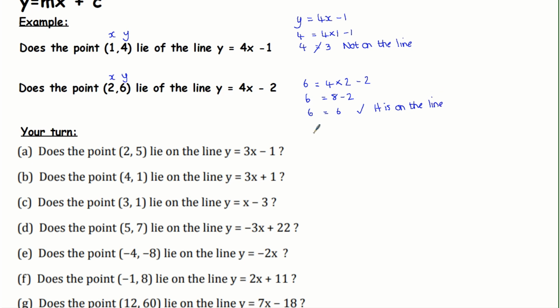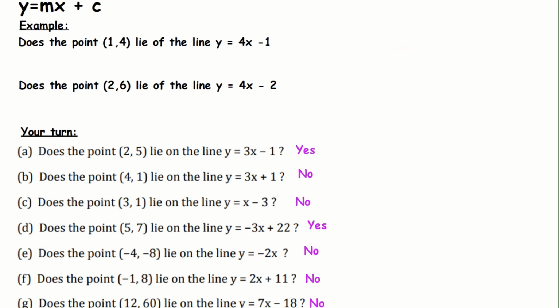Okay, so if you want to pause the video and have a go at determining whether each of these points lies on these following lines. And your answers are as follows. If there's anything you're unsure about, just send me an email or just ask.